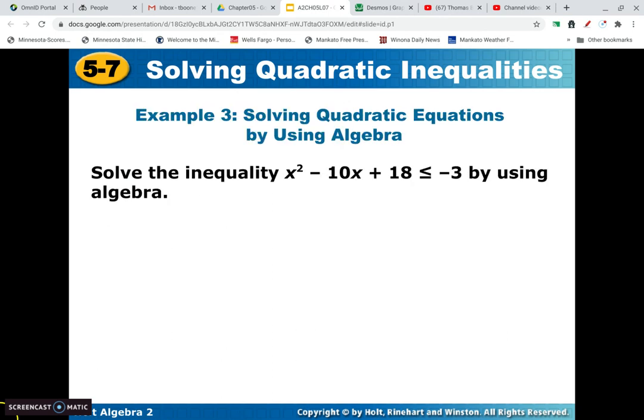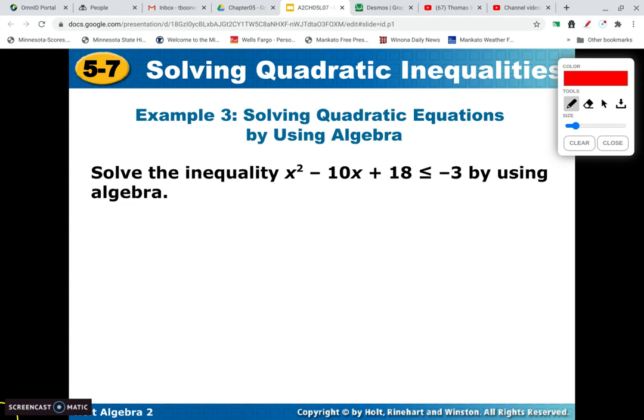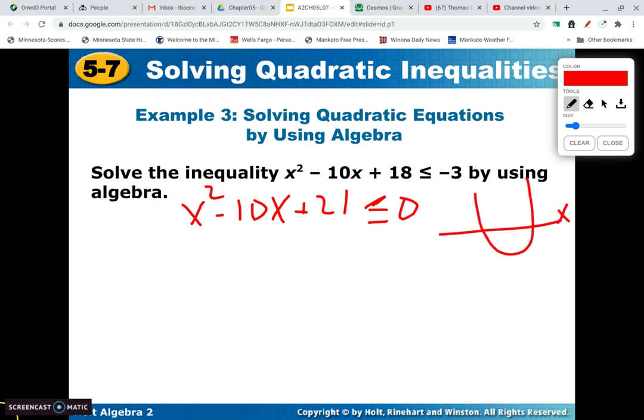Now let's use algebra this time. If we're going to use algebra, let's get everything over to one side. So we're going to get x squared minus 10x, and if I add the 3, it's going to be plus 21. We want to know when is that less than or equal to 0. We have an upward opening parabola. We want to know when is it below the x-axis. So we've got to find these points right here, and it's going to be an and. It's going to be in between.